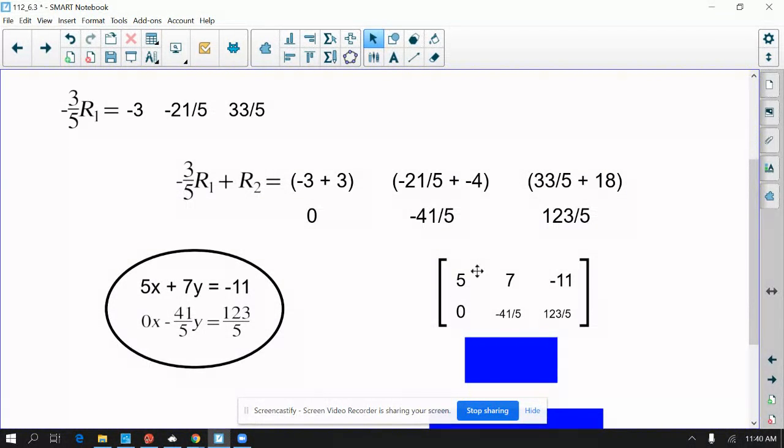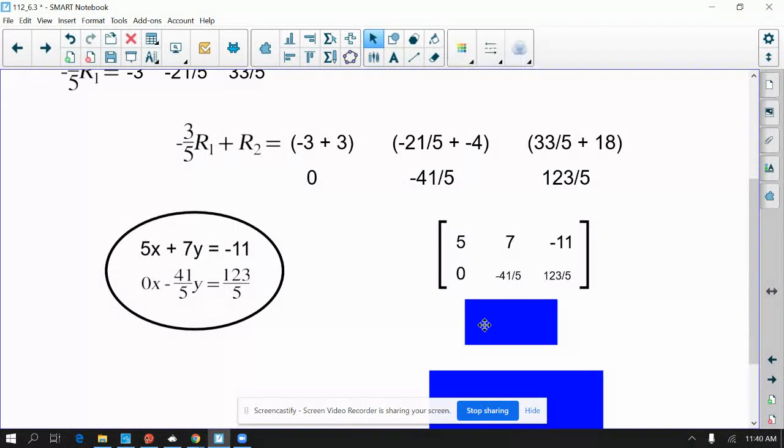But what's the advantage here? The advantage here is that the bottom row, let's see what I have. Now I've got 0 x's, negative 41/5 y equals this, which is this equation. So I could solve for y very easily. I could just divide both sides by negative 41/5 and discover what y is.